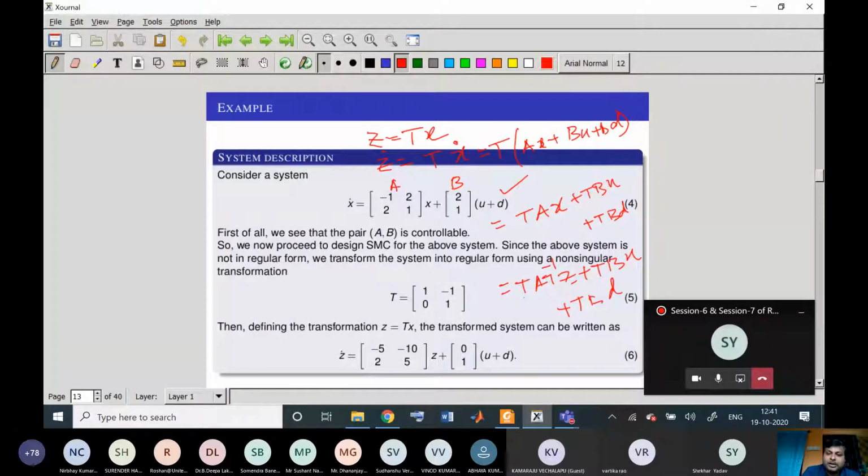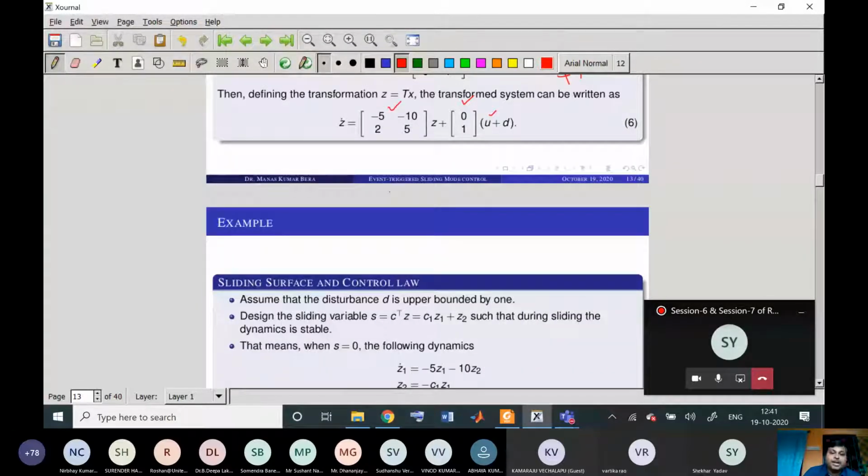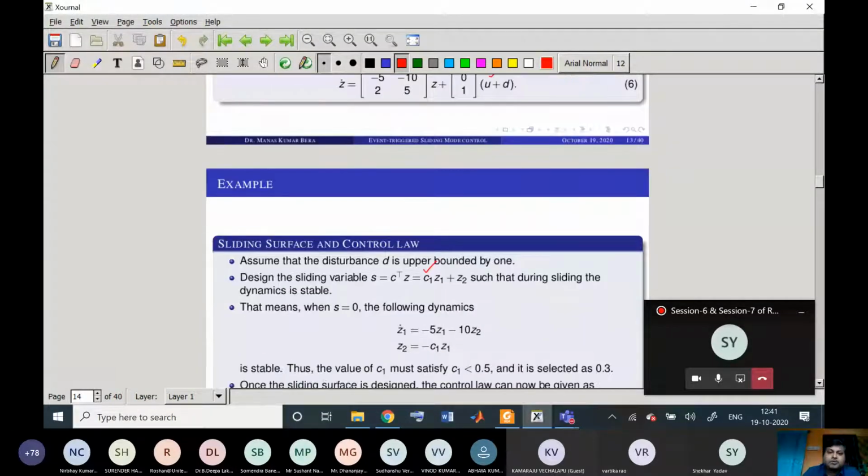And if you compute TA T inverse and TB, they will look like this, where you can see that only the control and the disturbance are acting at the lower dynamics. So this is called the regular form. Once you have equation number 6, it is very easy to design the sliding variable, which will be of the form C transpose Z, that is C1 into Z1 plus Z2. Here we have to design C1, which is the design parameter.